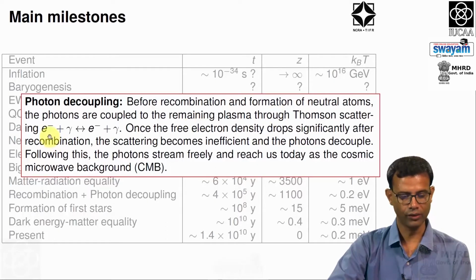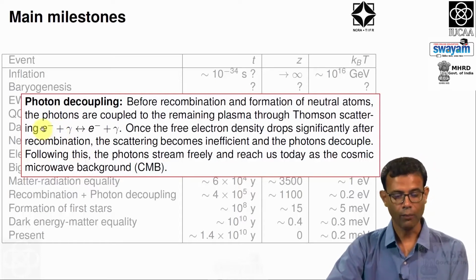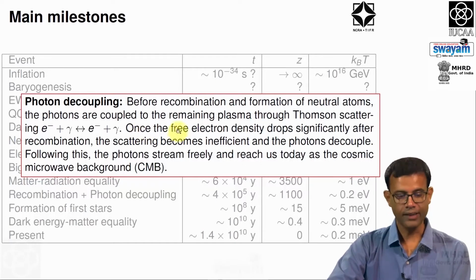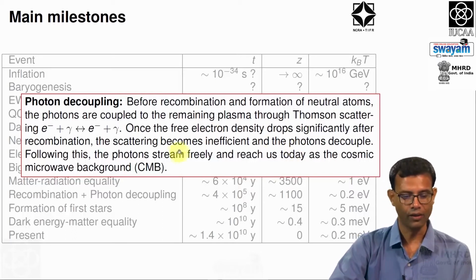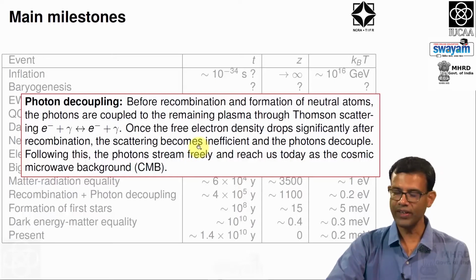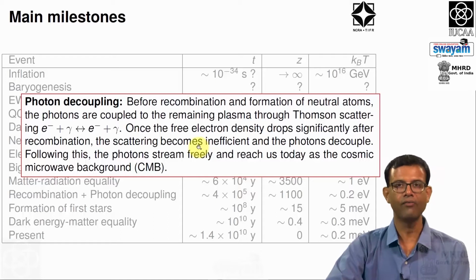Okay. So, the photons get constantly scattered off the free electrons. Now, the moment you form atoms, the free electron density drops significantly, because now the electrons have all got bound to the atoms, and then the scattering process becomes inefficient. This scattering does not take place so often. Then what happens is the photons are now not scattering off the electrons, so they just free stream through the universe and they are everywhere.